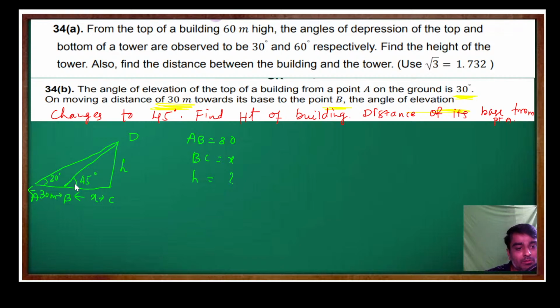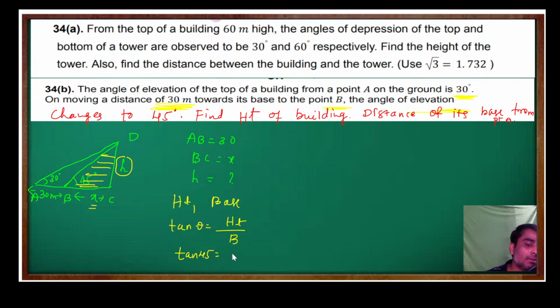So see the triangles now. Let's see this triangle first, the smaller one. We have height H and we have base here X. Height and base means tan. Tan theta is equal to height upon base. Tan 45 is equal to H by X. Tan 45 is 1, so X will become H. Means height is equal to that X value only.